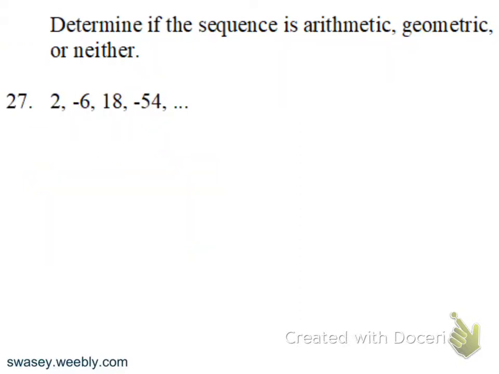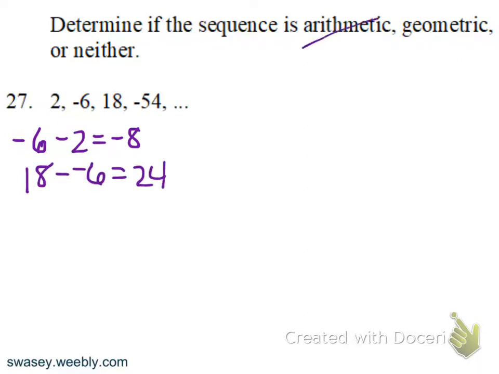Determine if it's arithmetic, geometric, or neither. So arithmetic would be where we're adding the same number each time. To figure out what that number is, we'll subtract. So we get negative 8, but then when we do 18 minus negative 6, we get 24. So not arithmetic. Now let's check geometric.